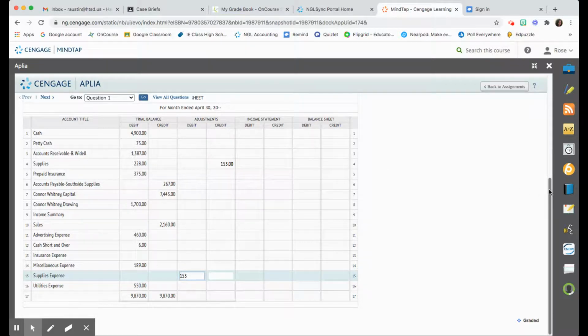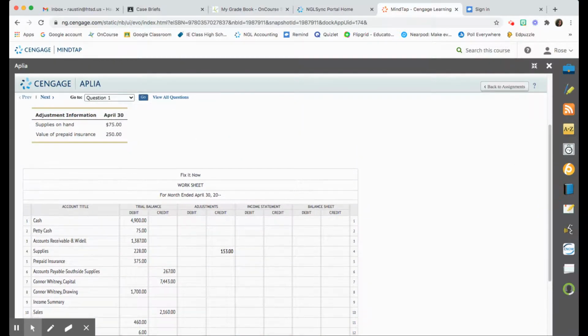Okay, so for the insurance now, the insurance starts out with $375. Okay, and you can see that we ended with a total of $250. So that means we used $125 worth of insurance. So in the credit column of the adjustment section, we're going to enter $125 as a credit. Again, same principle as I showed you with the supplies account. You're starting out with a $375 debit in insurance. You're using $125 worth of insurance. That's going to leave you with $250.